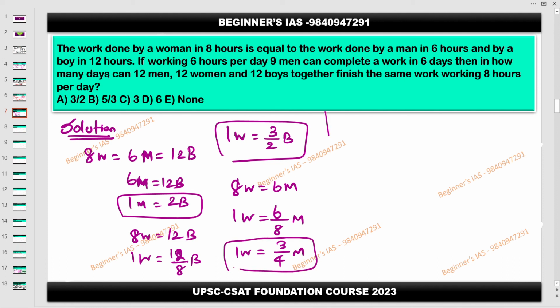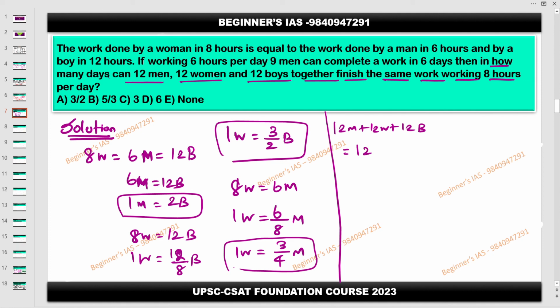So after calculating this, why am I calculating this? Here is the statement. In how many days can 12 men and 12 women and 12 boys working together finish the same work, working 8 hours per day? So here the question is 12 men plus 12 women plus 12 boys. Now easily you can calculate. Convert everything in terms of men. So here 12 men, and in order to get the 12 women, we have to multiply, right?